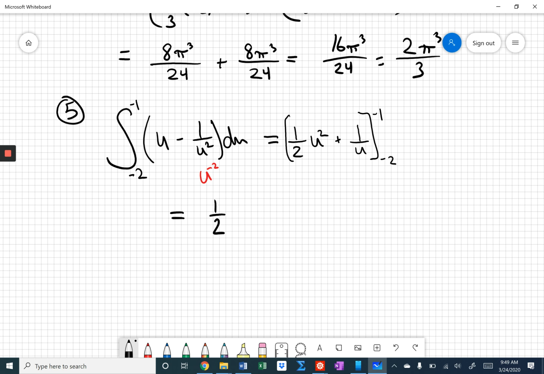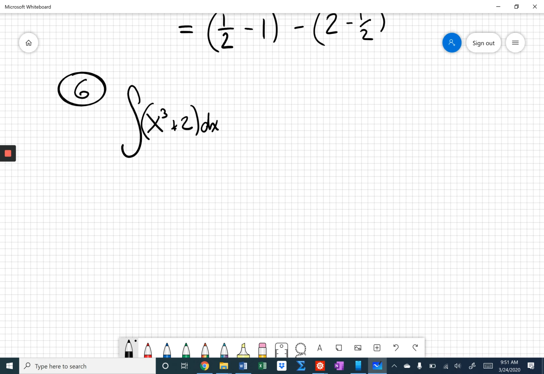I plug in negative 1 here, minus 1. And if I plug in negative 2, well, I'm going to get 4, and half of 4 is 2. Plug in negative 2 here, I'm going to get a negative 1 half, so minus 1 half. And then at that point, it's just arithmetic, which you can do on your own.